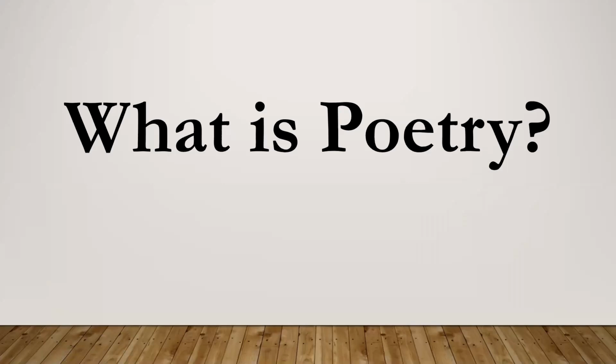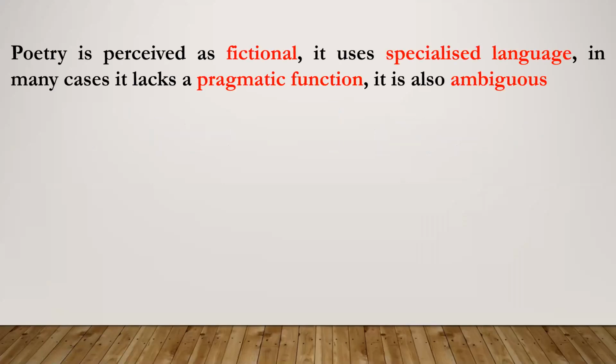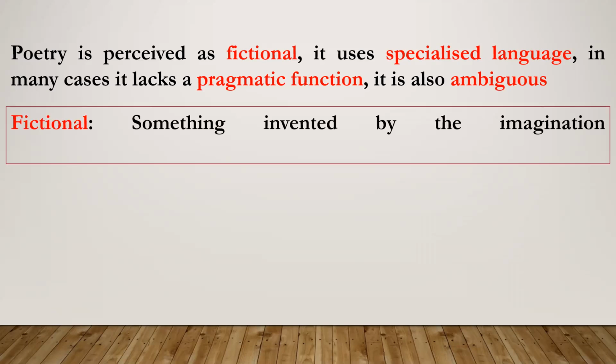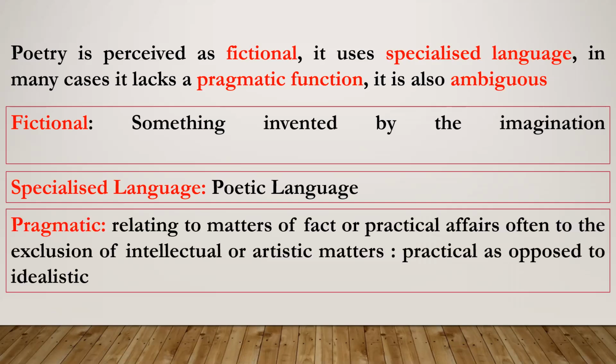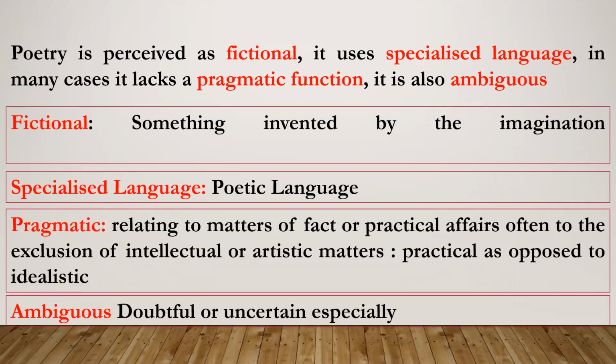Let's do a quick recap of the previous lecture and the things we addressed in the first lecture. First of all, we talked about poetry, and mainly tried to answer the question: what is poetry? We said poetry is perceived as fictional, uses specialized language, lacks pragmatic function, and is ambiguous.